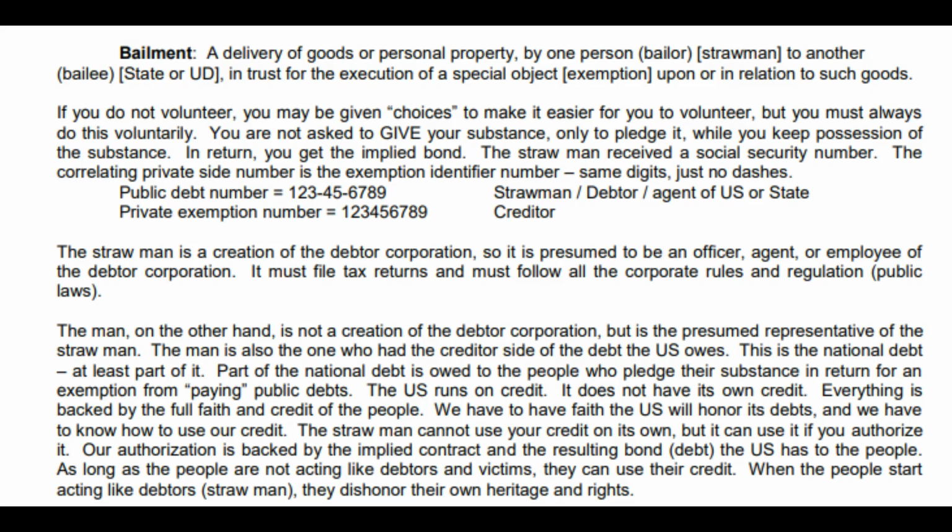So the strawman is a creation of the debtor corporation, so it is presumed to be an officer, agent, or employee of the debtor corporation. It must file tax returns and it must file all the corporate rules and regulations. The man, on the other hand, is not a creation of the debtor corporation, but is the presumed representative of the strawman. The man is also the one who had the creditor side of the debt the U.S. owes. So you are the creditor, and your all caps is the debtor. See, you see what that is there?